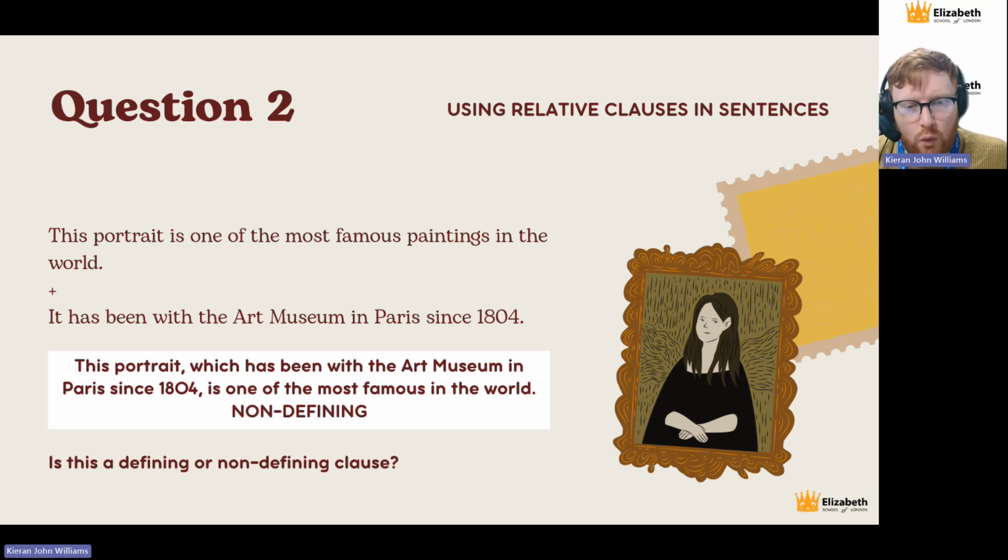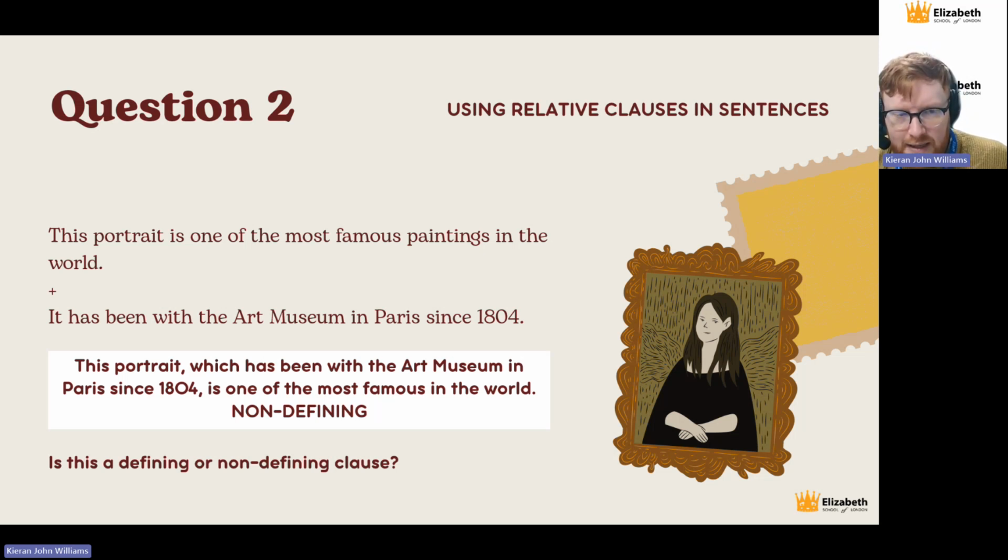Okay, then. So one way you could combine them is by using their sentence. This portrait, which has been with the Art Museum in Paris since 1804, is one of the most famous in the world. So I hope you had that one. And you should know then that it is a non-defining relative clause for two reasons.